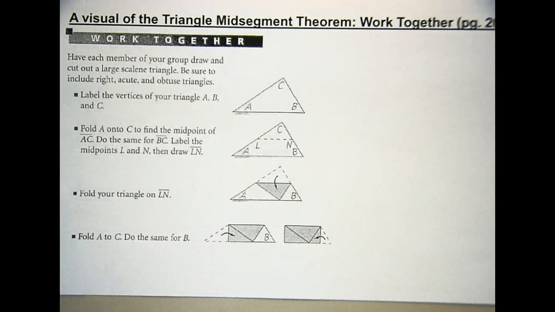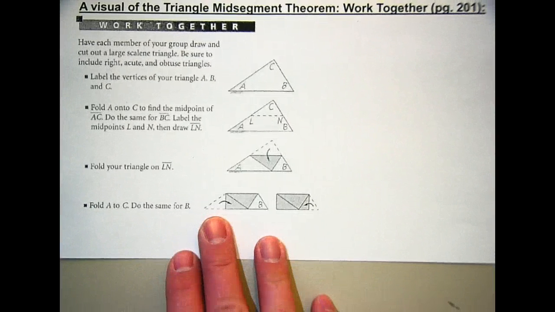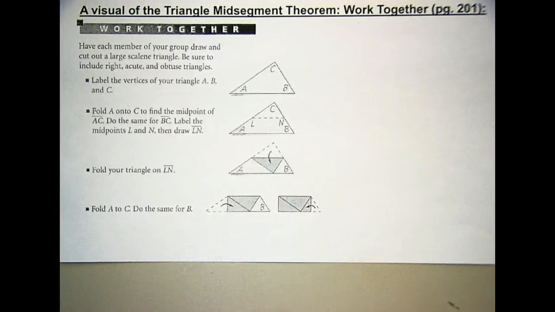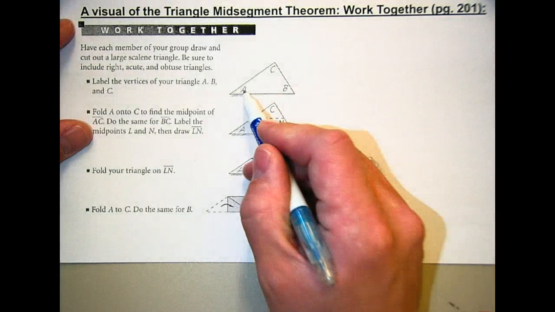Okay, so now that you have your triangles cut out, this is the work together on page 201. It's kind of a visual of the triangle midsegment theorem that we're going to go through here in a minute. Each member of your group, you have 3 triangles, so you're working with the person around you. Each of you needs to label your vertices A, B, and C on all 3 triangles. That's the first thing, so go for it. Get those labeled.